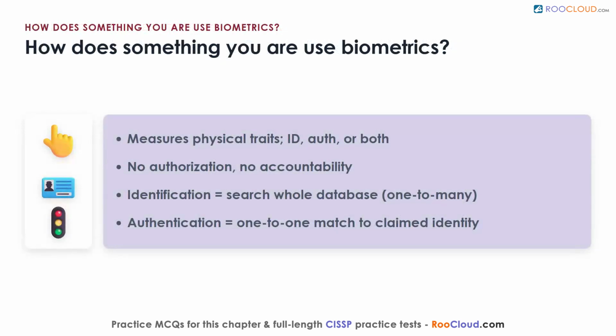How does the something you are factor use biometrics? Biometrics measure physical traits and can serve as identification, authentication, or both, though they never provide authorization or accountability. Used for identification, the system searches your offered pattern against a whole database of enrolled users. Used for authentication, it does a one-to-one match against the single stored pattern for the identity you claim. So one mode asks, "Who is this?" and the other asks, "Are you really who you say?" It is the difference between scanning a crowd for a face and confirming the one face at the turnstile.